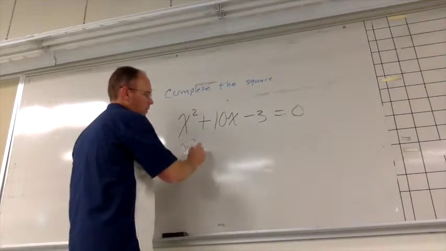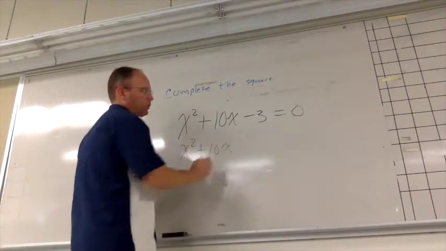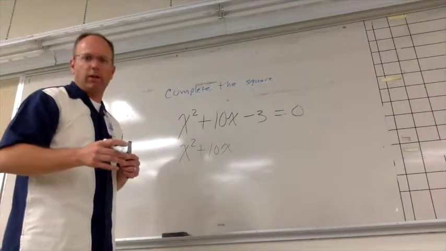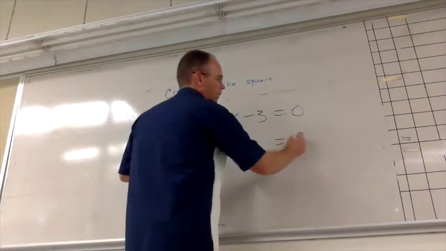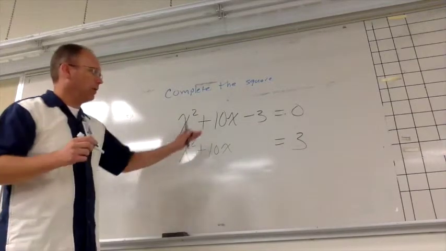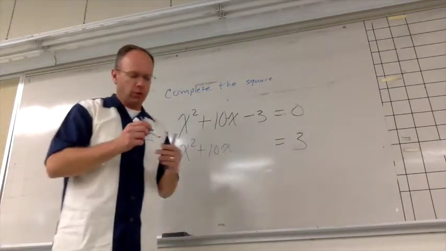So I get x squared plus 10x. And remember, your constant is the term that does not have a letter attached. Once I move it over, I'm still going to leave that space there. So this is going to be equal to positive 3. So I get x squared plus 10x blank equals 3.